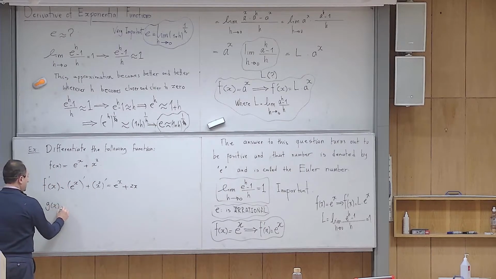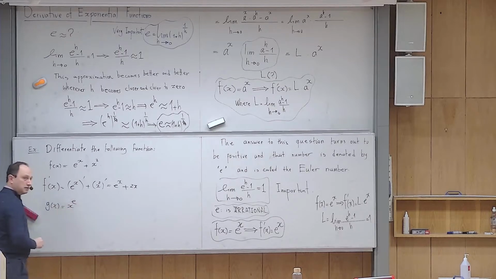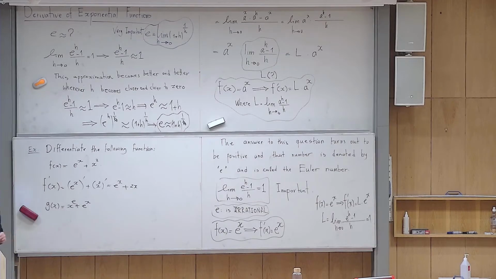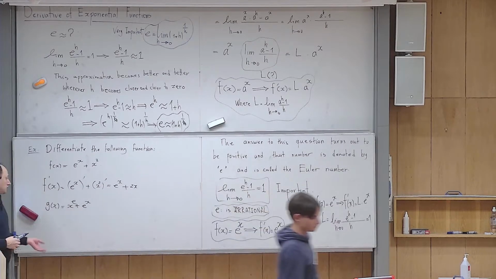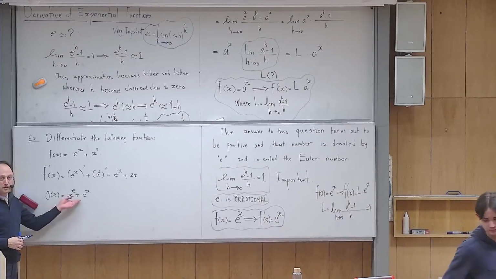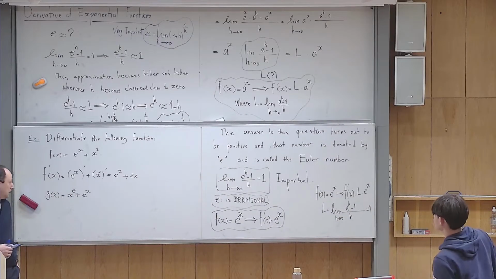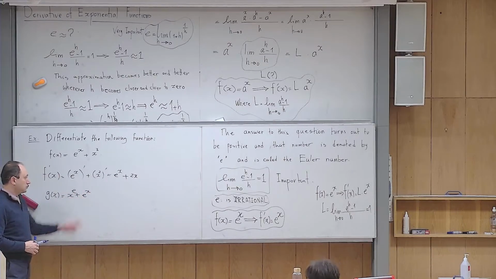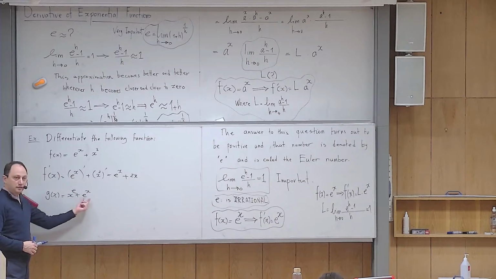g(x) is x to the power e plus e to the power x. It's a good example because you can feel the difference in one single example. So what is the derivative of this function? e to the power x plus x to the power e. Or the other way around, x to the power e plus e to the power x. I want you to feel the difference.